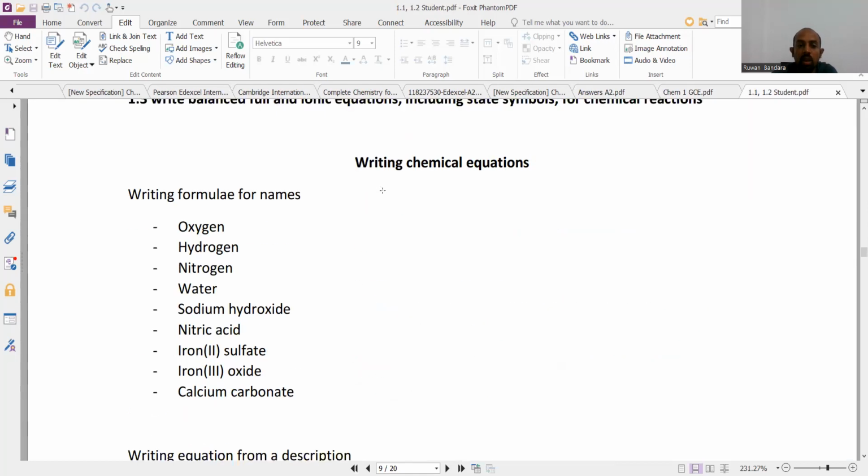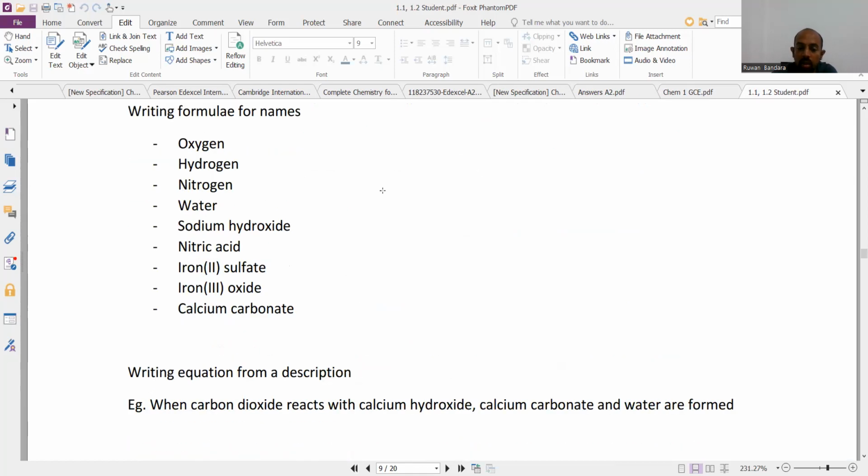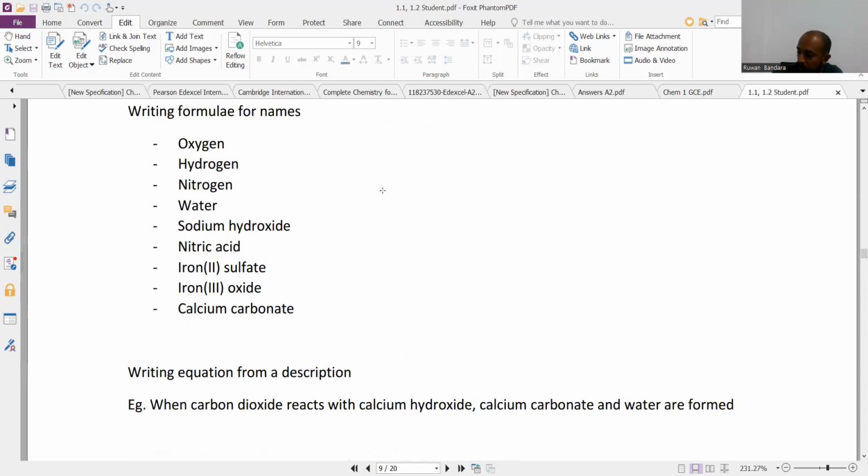Next topic, writing formula for names. I think you know how to write this, so I'm not going to waste time on this. But the last 4: 1, 2, 3, 4. Can you write it quickly?